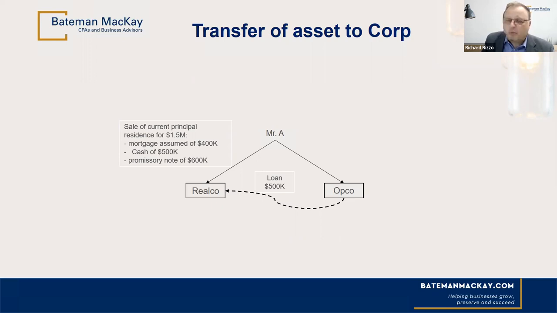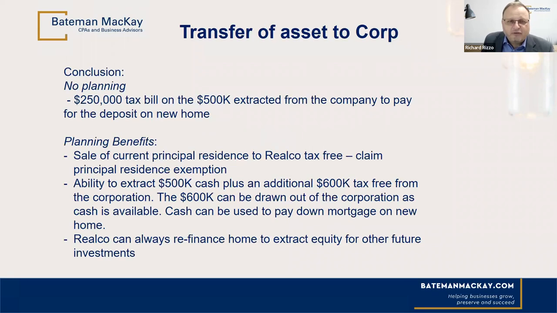And then once Mr. A receives that $500,000 of cash as part consideration for the sale of the principal residence, he takes that money and uses it as the deposit on the home. Essentially what we've done is we've extracted $500,000 tax-free from the company. And again, why tax-free?